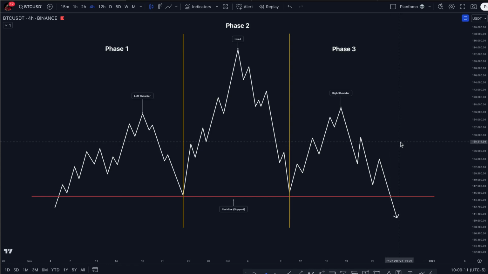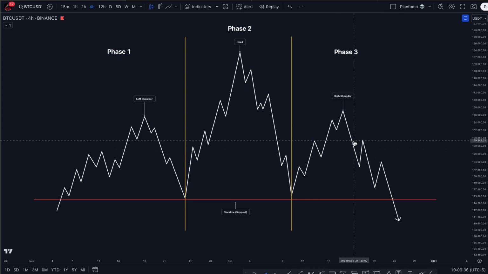Confidence fades. People realize the market can't go any higher, and fear starts to take over the market. Many traders and investors start to sell, and buyers don't show much interest anymore. This causes price to drop even further. So this is the basic psychology of the head and shoulders pattern.